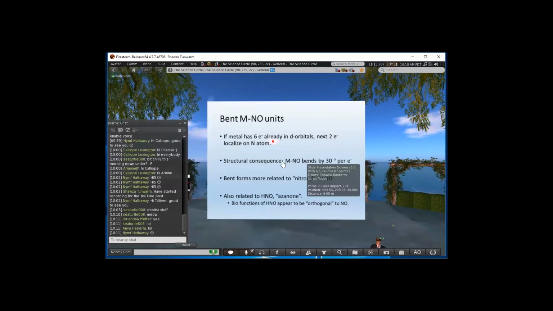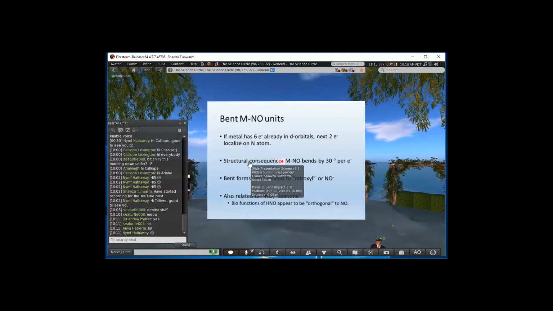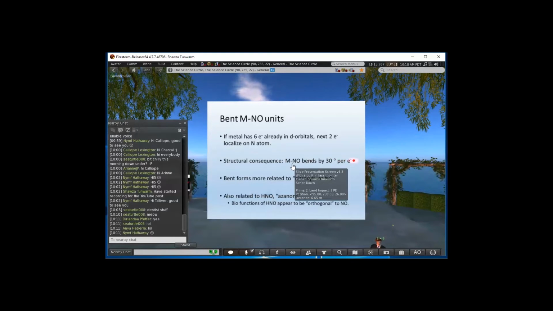If you get one more electron on the metal, so 7, that 7th electron actually has to go into a higher set of orbitals. And what the whole compound does is reoptimize its structure so as to lower the overall energy of the electrons. The bottom line is that the metal nitrosyl unit can bend. So with 7 total electrons, it bends by 30 degrees. With 8 electrons, it'll bend by 60 degrees. 9 electrons, it won't bend anymore. Those electrons have to go somewhere else.